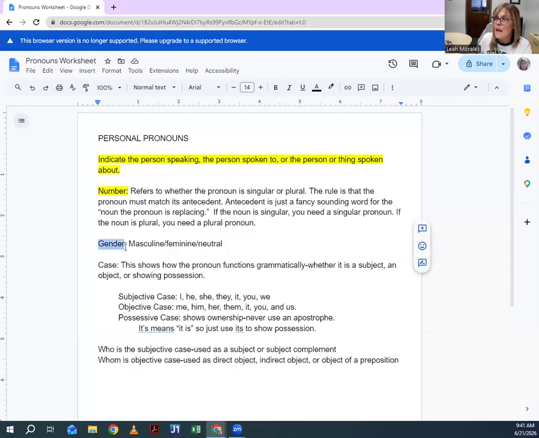Gender. There are three basic types of gender pronouns: masculine, feminine, and neutral. Okay. Masculine are he, him, his. Feminine is she, her, hers. Neutral is it, its, and they, them. It, its, this is very important. It is used for objects.